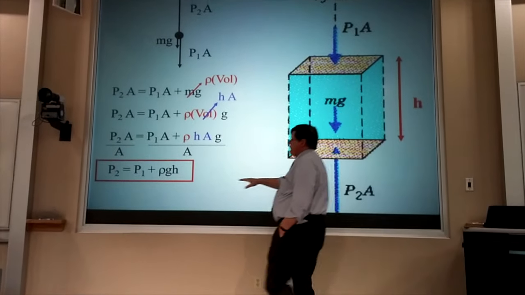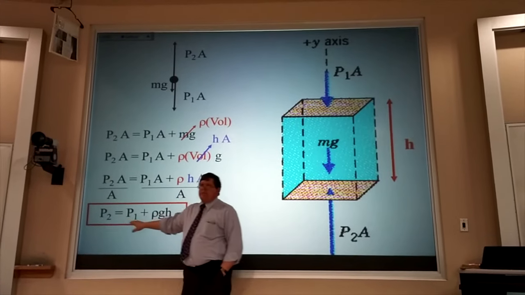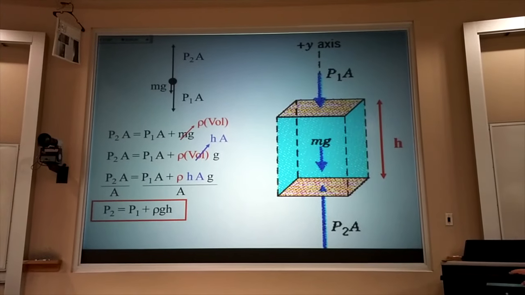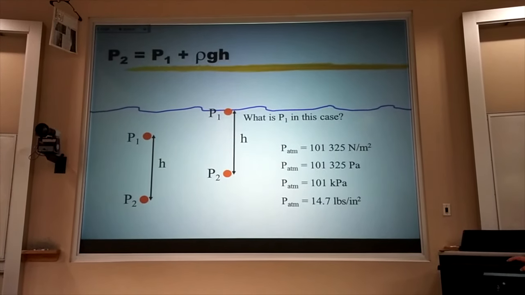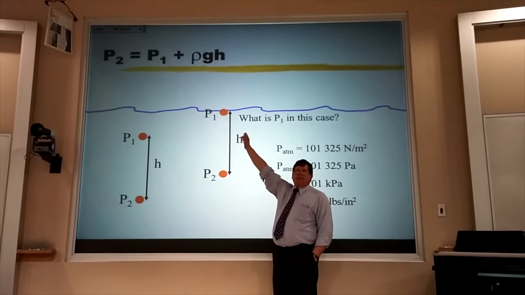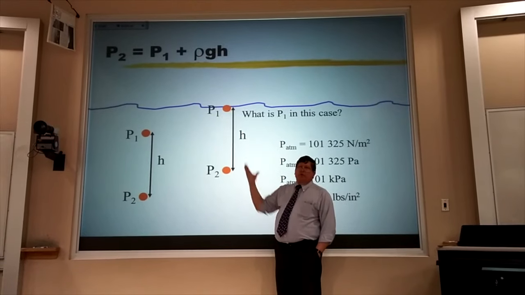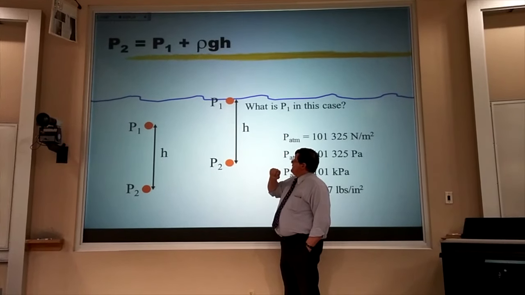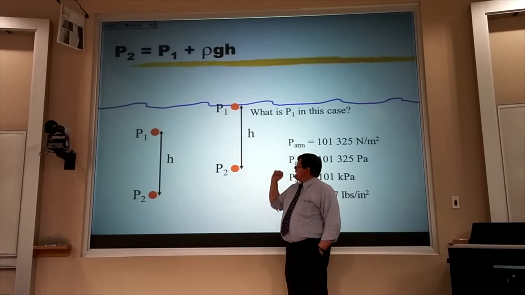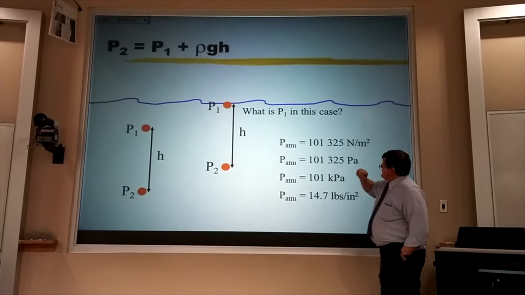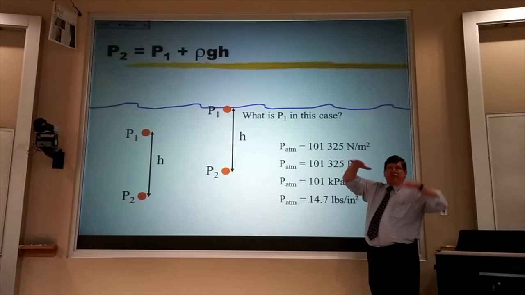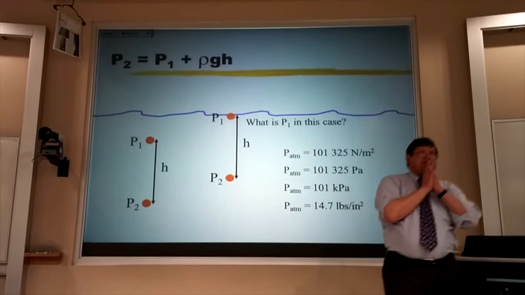We went through a derivation where we found this very important formula for pressure in a fluid. And the way we typically use it is we place point one at the top of the lake, or whatever fluid you're dealing with, and then we find the pressure at some depth, H, by plugging into our formula. Now, we found that that pressure at the surface at the top of the lake was not zero.